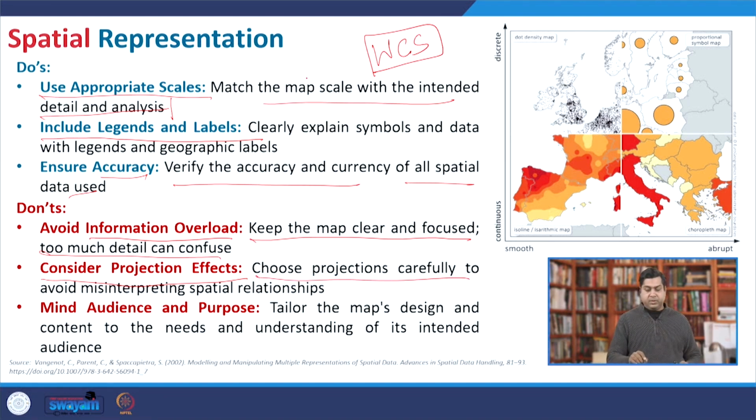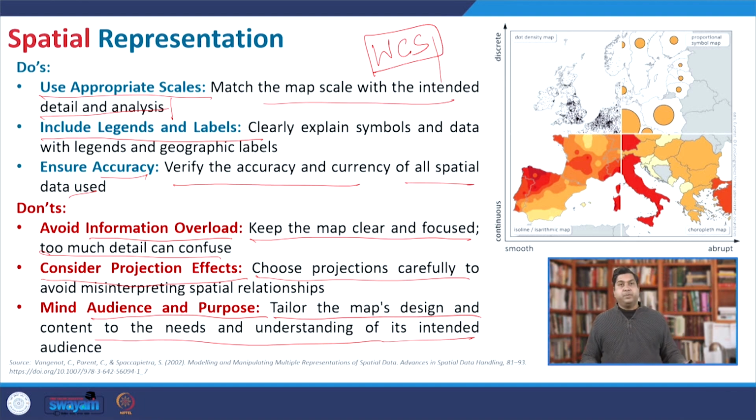So, in this projection system, definitely there are options, and that is why I am mentioning the WCS, and you have to understand it. There are certain already predefined projection systems. Based on that, the accuracy may vary. And in this case, mind the audience and purpose. You have to tailor the map's design and the content so that it can better represent, right. So, in this particular case, you have to understand the content very well, and understand its intended audience, and then prepare a map.